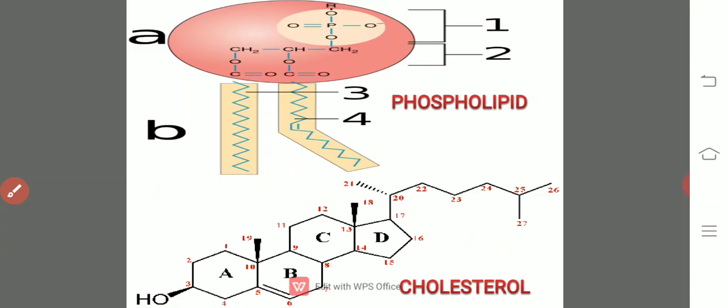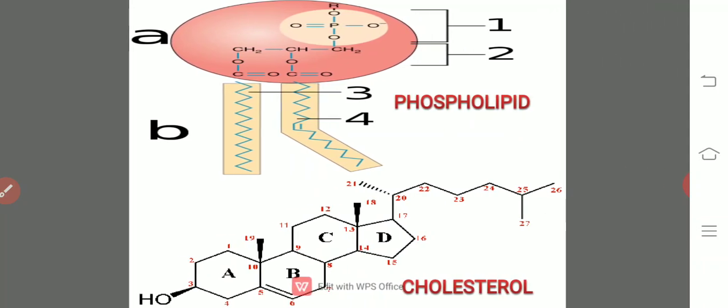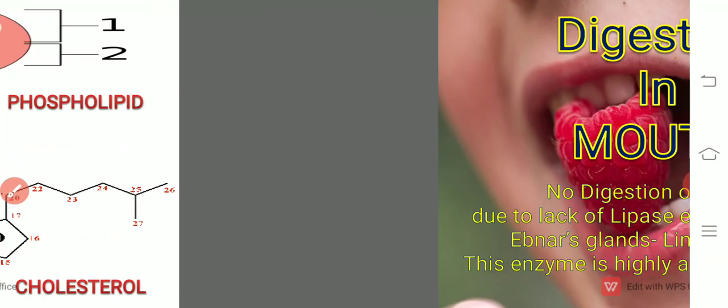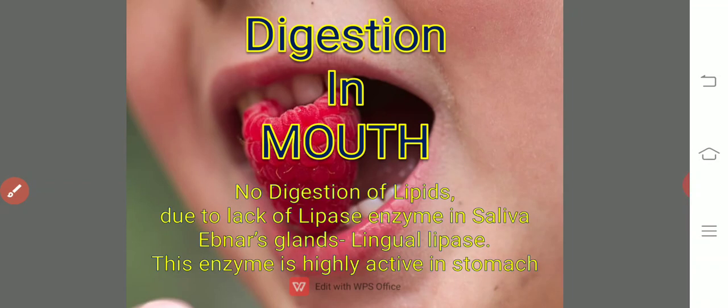And generally we will take fats in the form of phospholipids, a major source of the cell membrane, and cholesterol, a 27 carbon component, which is the main component of all the kinds of fats, otherwise the lipids. And now we come to the process of digestion of the lipids in various regions of the alimentary canal like the mouth, stomach and the small intestine.